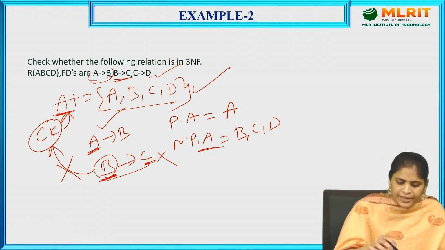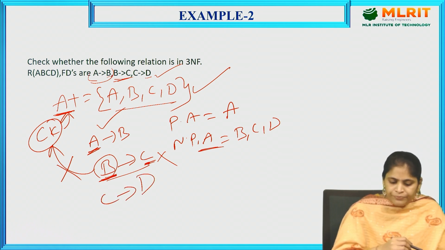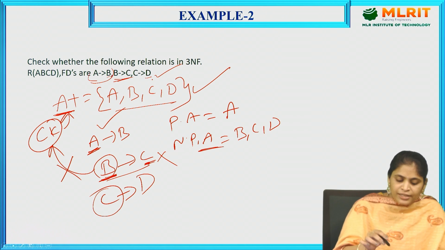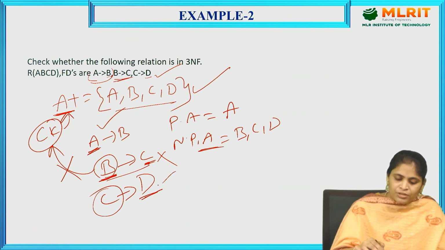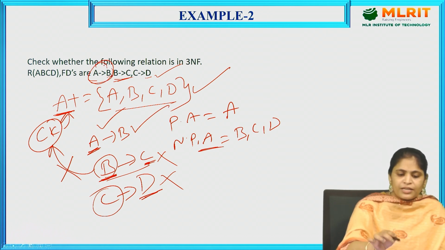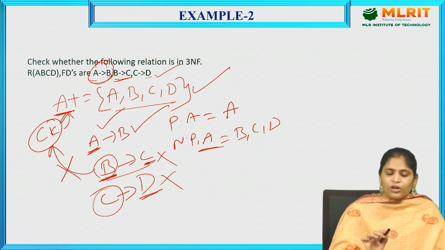Next, the functional dependency C tends to D. Let us check the LHS. Is C a candidate key here? No. Now let us check the RHS. Is it a prime attribute? No, it is not. Only one functional dependency, A tends to B, satisfies the properties of 3NF. The rest are not satisfying.